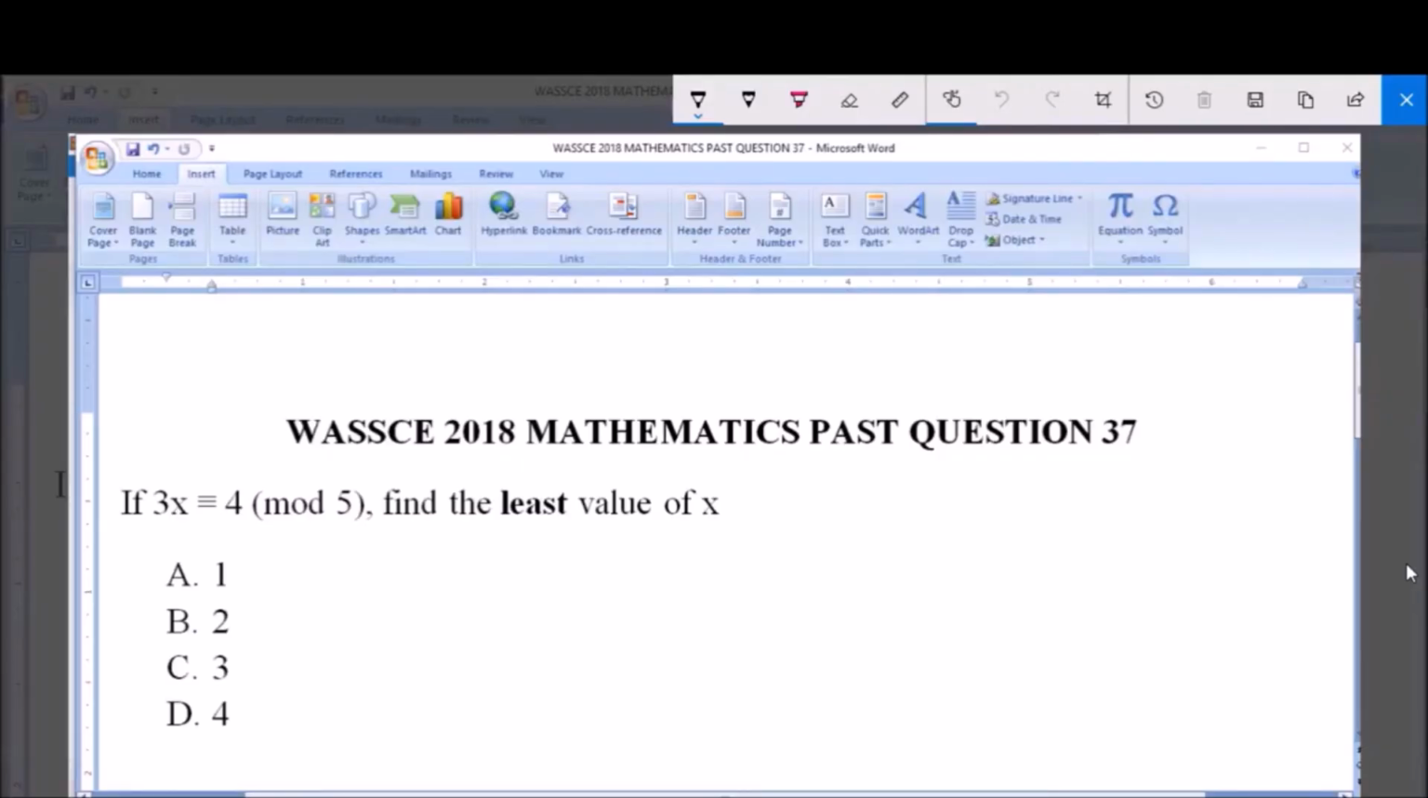Hello, good day and welcome. I will be answering WASSCE 2018 Mathematics Past Question 37. If 3x equals 4 mod 5, find the least value of x. A, 1; B, 2; C, 3; and D, 4.